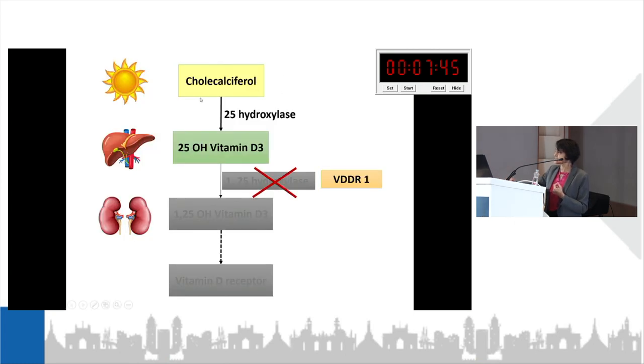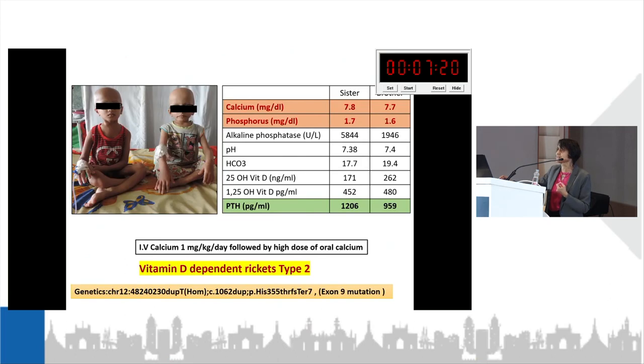and that leads to deficiency of active vitamin D and hence poor absorption of calcium from the gut. So 25-hydroxyvitamin D was very normal, but because of this enzyme deficiency, the patient cannot synthesize 1,25-dihydroxyvitamin D, leading to such severe bony deformities and a crippled state as a young adult.